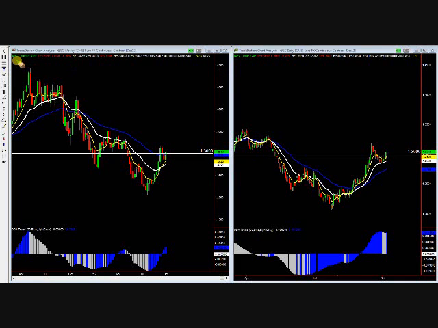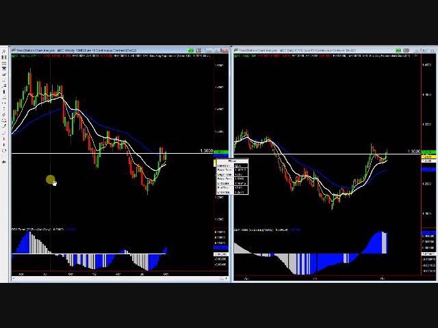Now let's start out with a weekly chart and a daily chart of the Euro futures. So let's take a look at a couple of key things here. The first key thing to note is that this $1.30 level is pretty key in the Euro. This $1.30 level here.